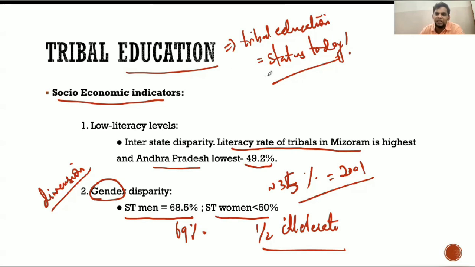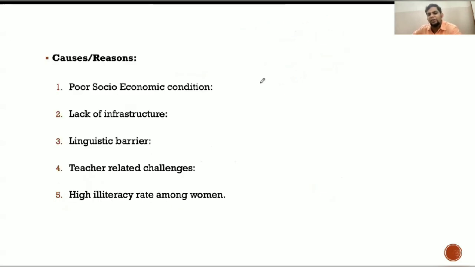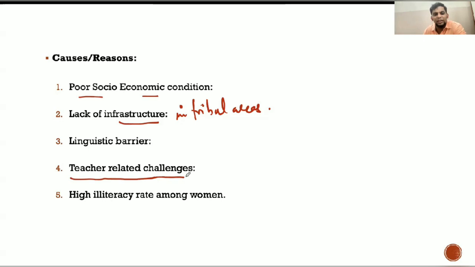So when you talk about the status, back it up with the stats, right? When you talk about the causes, the reasons on why exactly the tribal education or the tribal literacy levels are kind of poor, go with multiple dimensions. Poor socioeconomic condition, lack of infrastructure, especially in tribal areas. In tribal areas, give some example. There is barely any bijli, right? There are no teachers, and if the teachers are there, they probably don't care as much about the students.